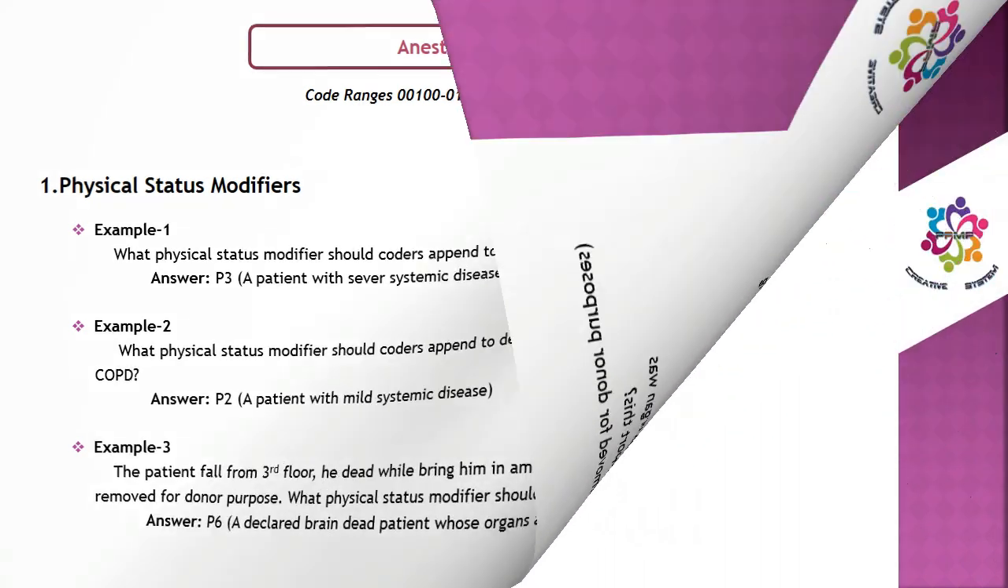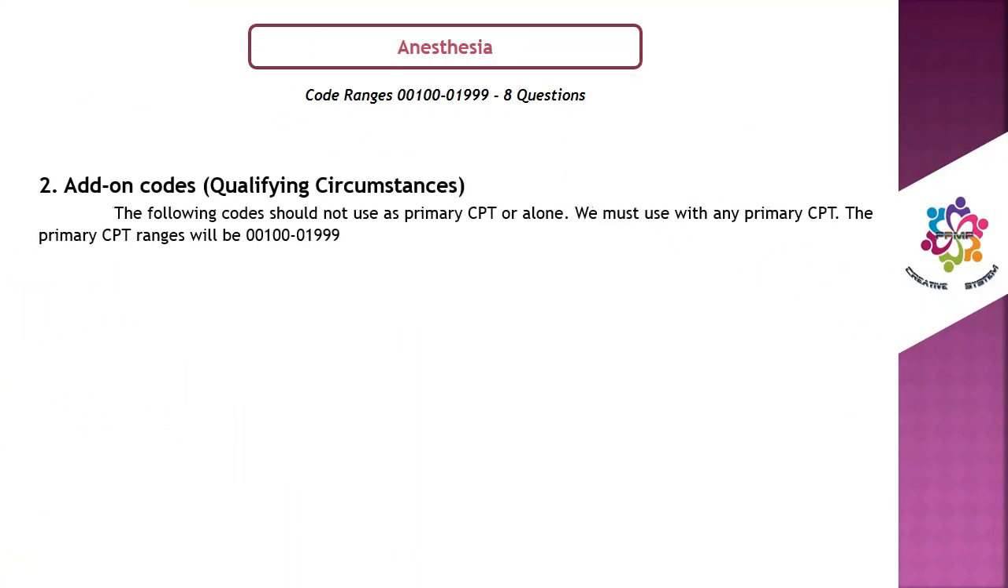Now we are going to see the second main criteria, add-on codes, qualifying circumstances. The following codes should not be used as primary CPT or stand alone. We must use these codes with any primary CPT. The primary CPT range starts from 00100 to 01999. Let's see the list of add-on codes.